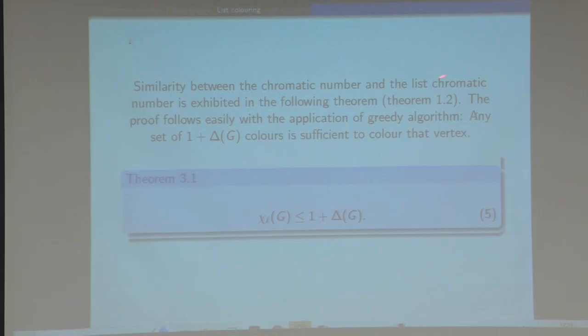The similarity between chromatic number and list chromatic number is in this theorem, 1.2, which also is proved essentially using the greedy algorithm. You take k to be equal to the right side, 1 plus delta G. On every vertex you have a set of order k sitting on the head of every vertex. No matter how you sequence, that many colors will be sufficient.